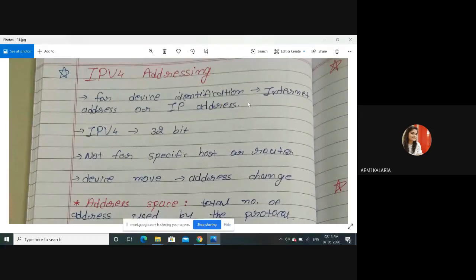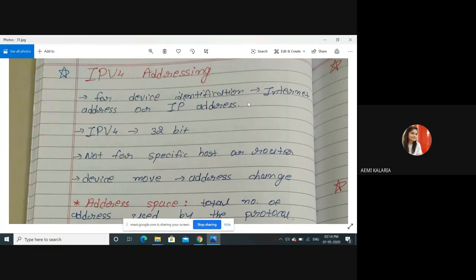So the sender should know the desired address, right? Where is the destination present, or where is our user present? For that we are using addressing. Maybe you have seen IP addressing on your laptop or mobile, or whenever you are searching for any website, some local IP address is also there.